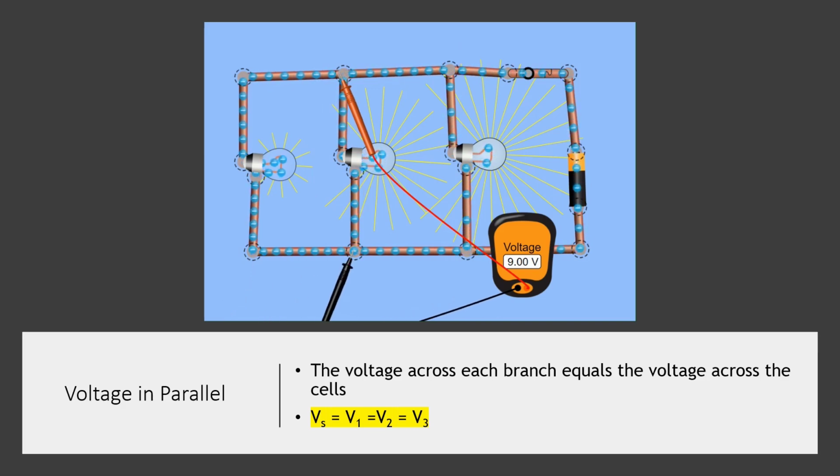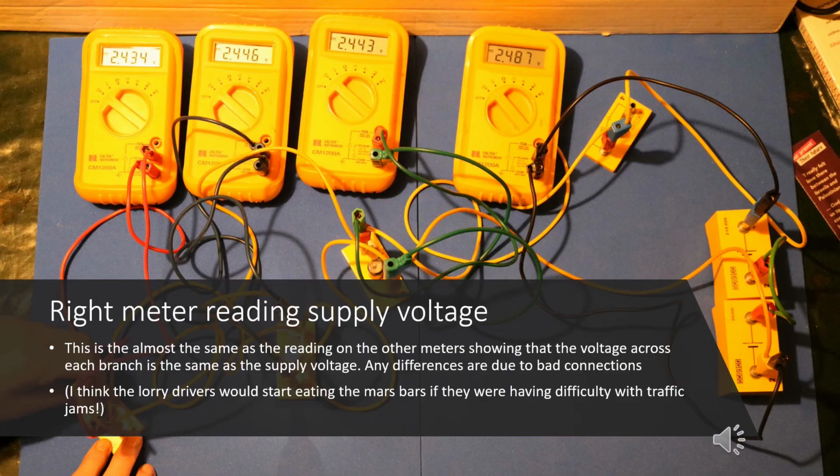So I hope you're really pleased that you now understand or can work out the current and voltage in series and parallel circuits. Because next lesson is time for a practice. So here we've got a real setup. These numbers are what you actually get. It's very difficult to see. The one on the right is measuring the voltage across the two cells. That's given us a total of 2.487 volts.